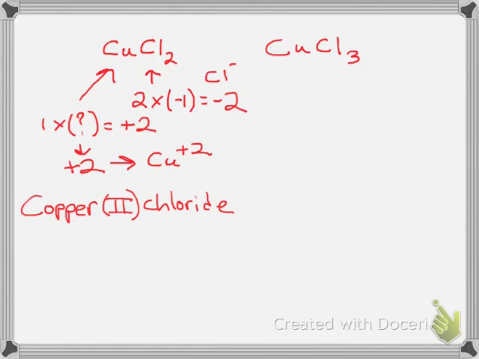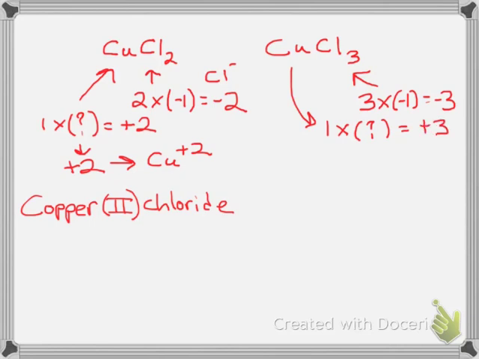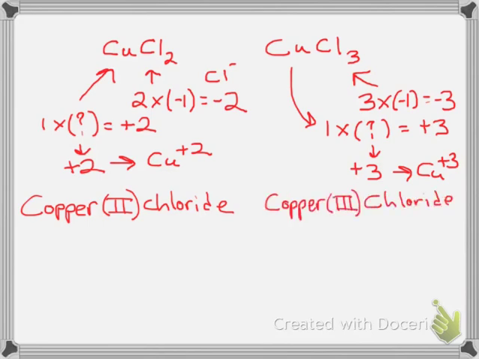For CuCl3, we have 3 chlorines, each of which has a -1 charge, so we have a total of -3 charge. The 1 copper ion has to also produce a positive 3 charge. What would be the charge on that ion? Well, positive 3. So we have a plus 3 copper ion. So we'll call this compound copper 3 chloride. Go back over this video as needed, but most of all, practice.